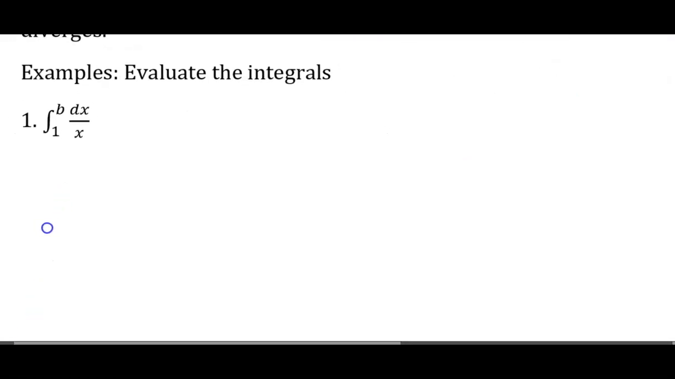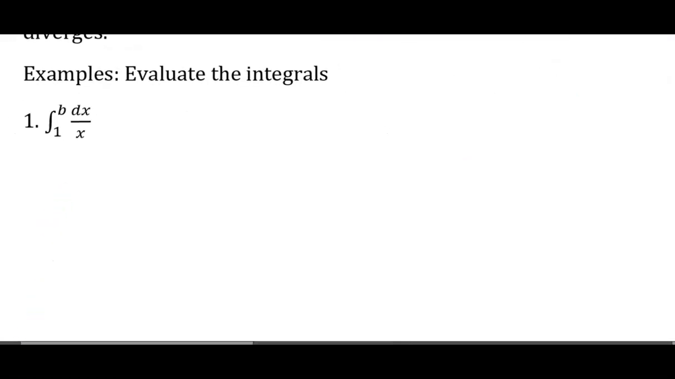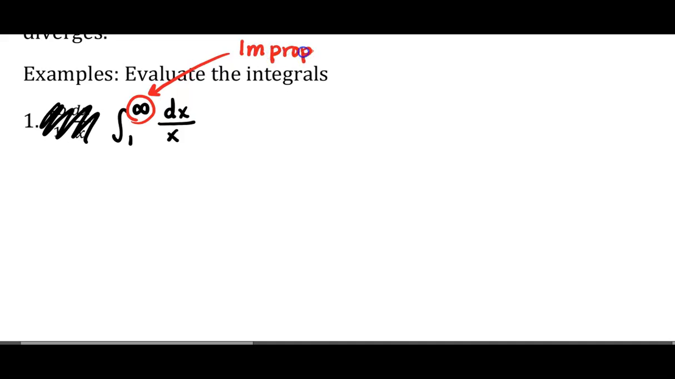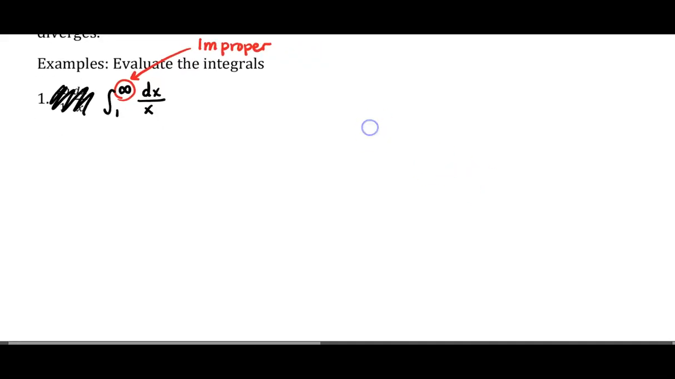Now let's look at an example. Example 1, we want to evaluate this integral. I have a typo on here. I mean this to be the integral from 1 to infinity of dx over x. So first things first, now that I have corrected the integral, it is this infinity sign right there that tells us that this integral is improper. That's why this is in 8.8, because we cannot have these infinite limits.